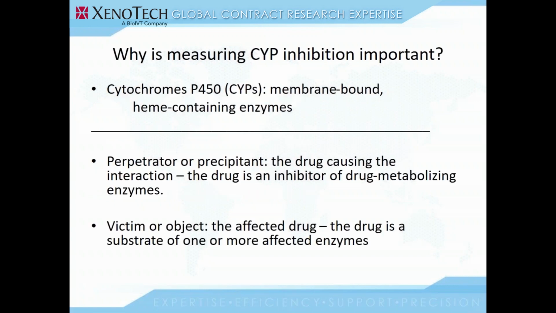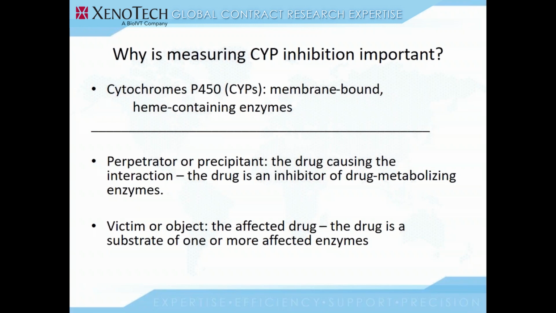So there are some common terms that are used when discussing why CYP inhibition is important. Cytochromes P450 are the CYPs we'll be discussing, and these are membrane-bound heme-containing enzymes. A perpetrator, or a precipitant, is the drug causing the interaction, and the drug is an inhibitor of drug-metabolizing enzymes. The victim, or object, is the affected drug, and the drug is a substrate of one or more affected enzymes.